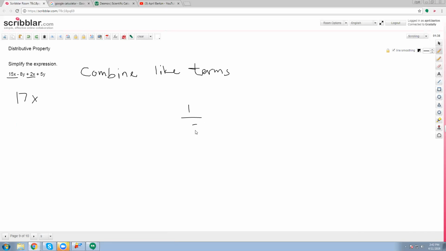It's like when you add fractions with a common denominator. Adding fractions with a common denominator, we added the numbers on top. We keep the denominator the same. We keep the variable the same. So then we have the -8y plus 5y. What is the -8 plus the 5?